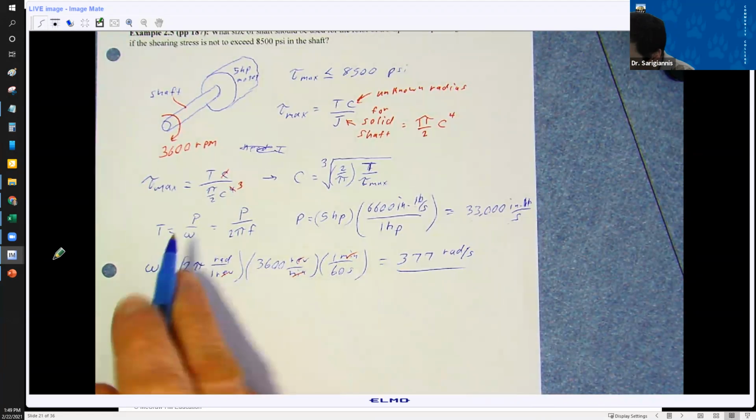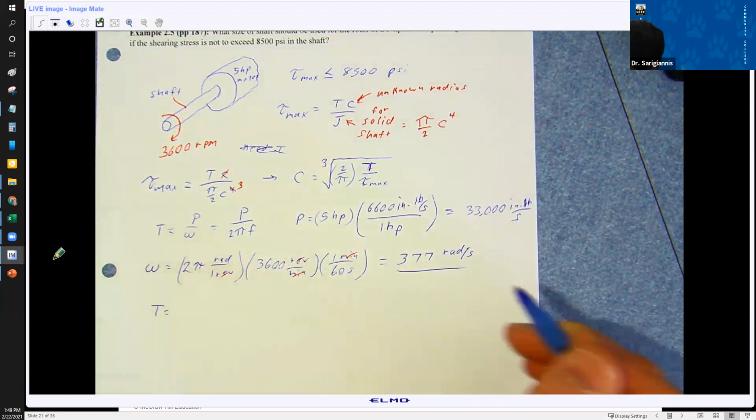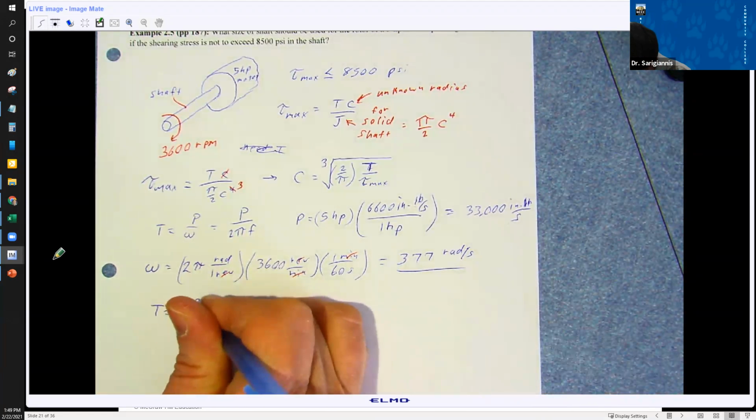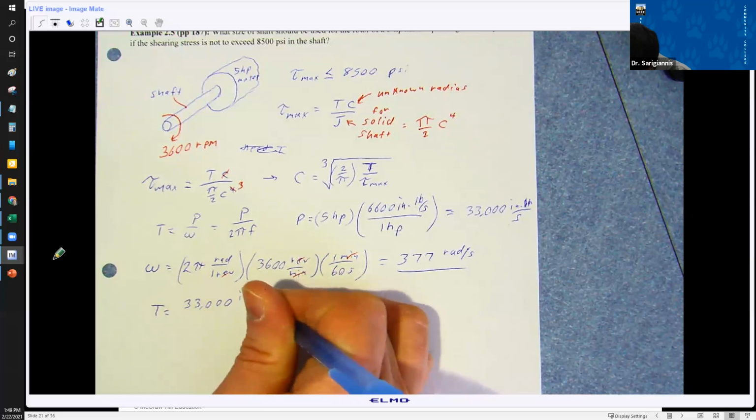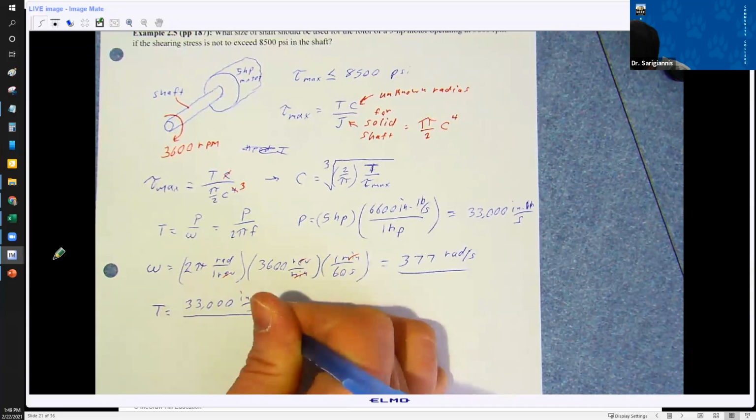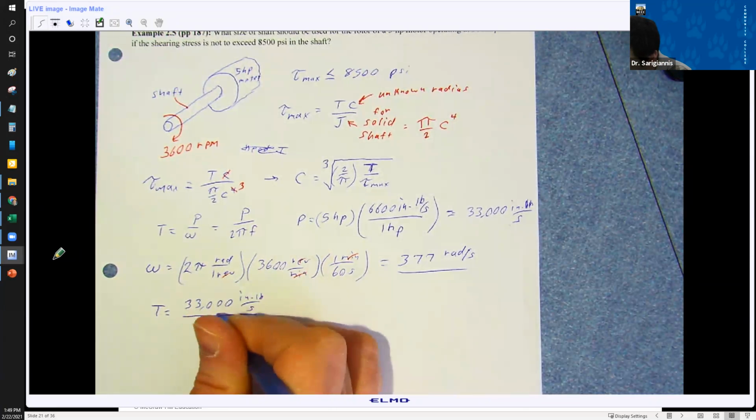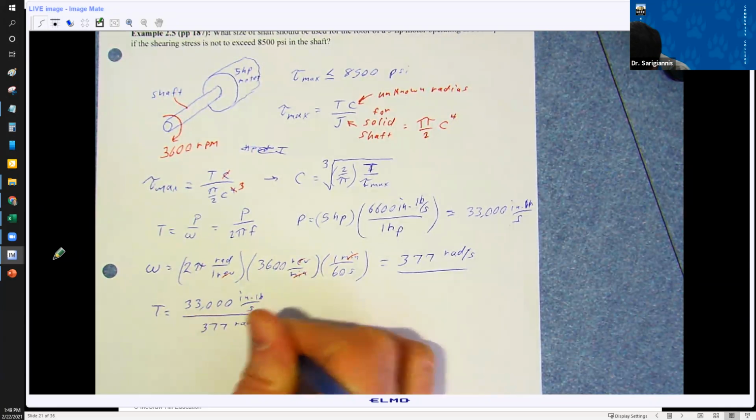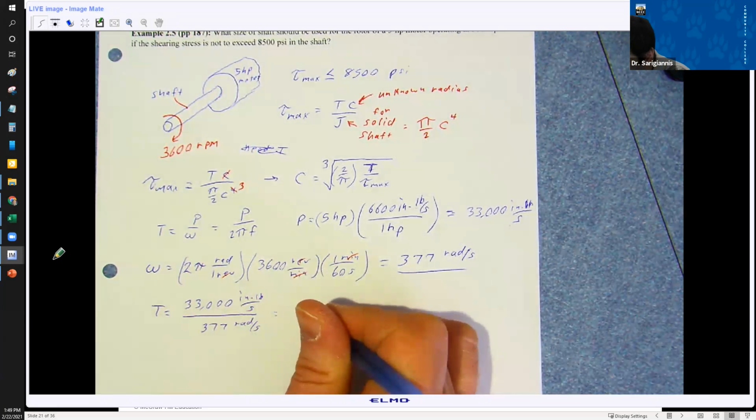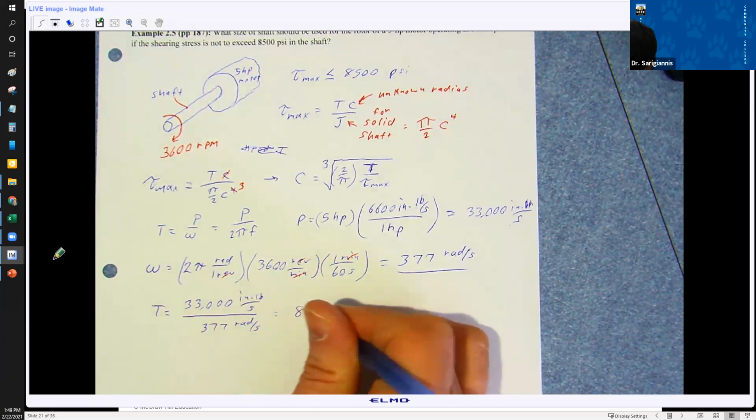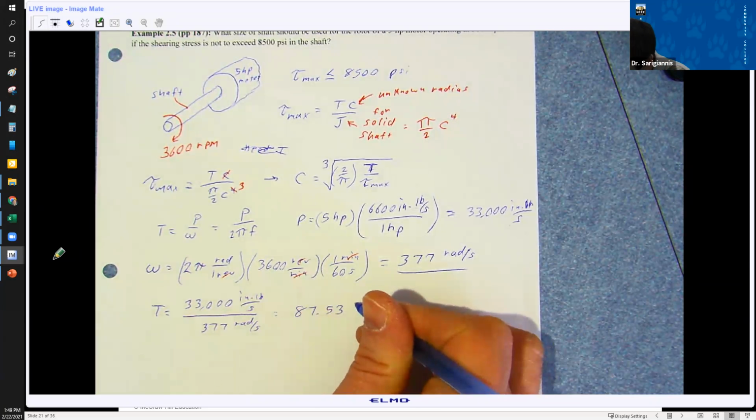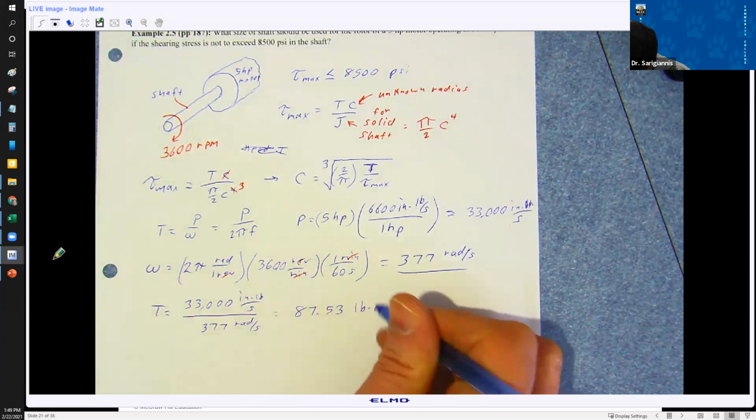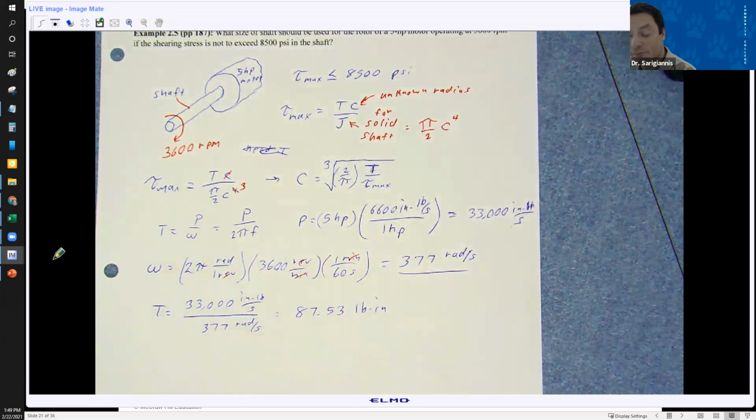All right, so now I'm going to figure out the torque. The torque is the power, 33,000 inch-pound per second, divided by 377 radians per second. And the radians per second goes away. We're left with 87.53 pound inch. That's our torque.